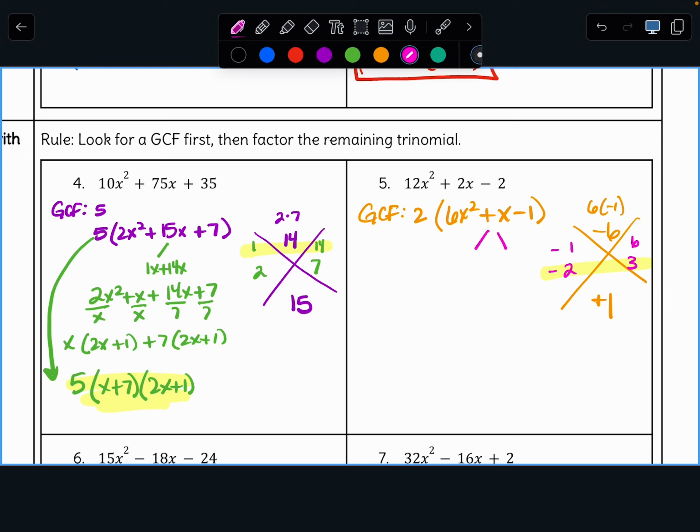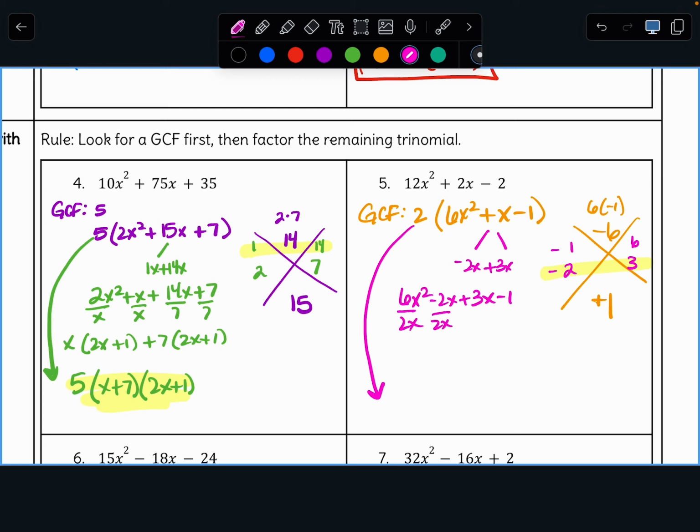So I'm going to rewrite this as negative 2x plus 3x. So I have 6x squared minus 2x plus 3x minus 1. Don't forget that this 2 needs to come back here. Maybe do an arrow like that as you're working so that you remember to bring it down. So I can divide these by 2x.